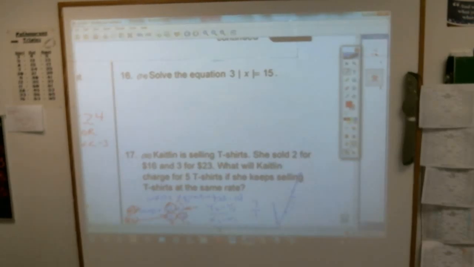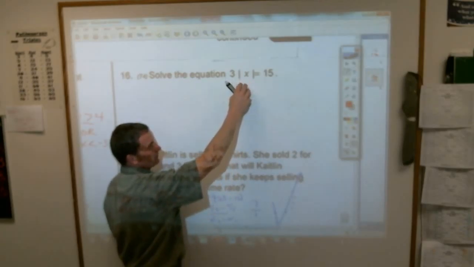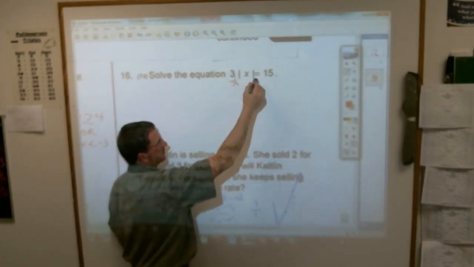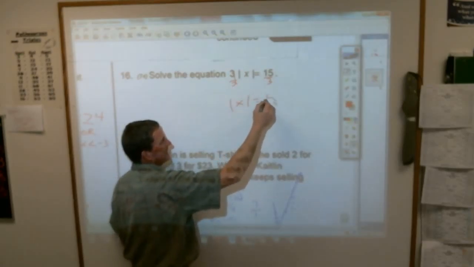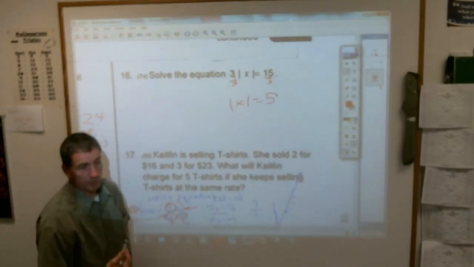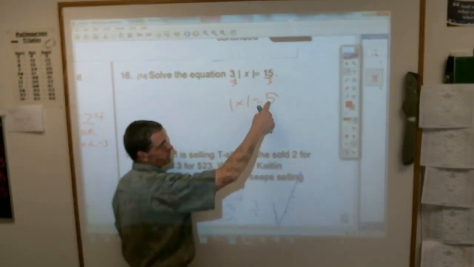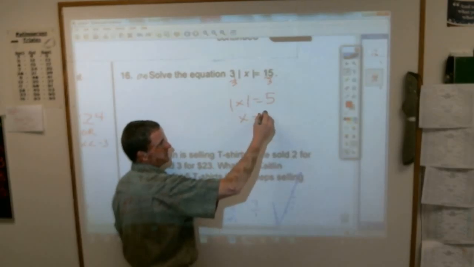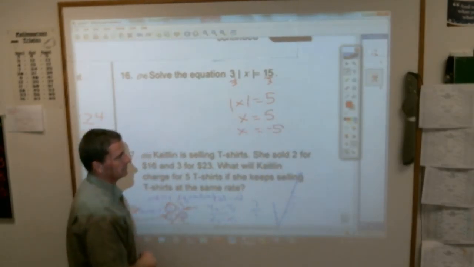Yeah. Remember with absolute value stuff, you isolate the absolute value sign, so you divide by 3, so the absolute value of x is 5. And remember, to get rid of the absolute value sign, you solve it twice. Once for the positive of that, once for the negative of that. X equals +5, x equals -5.